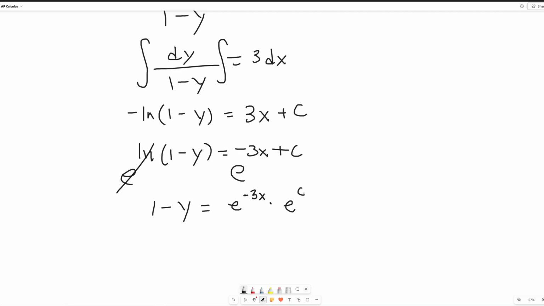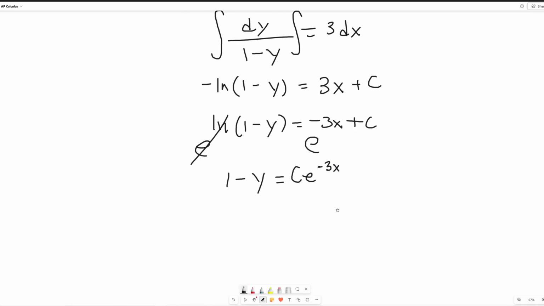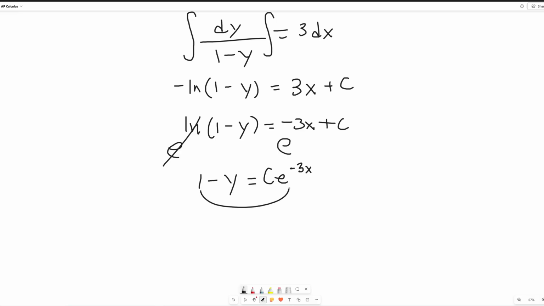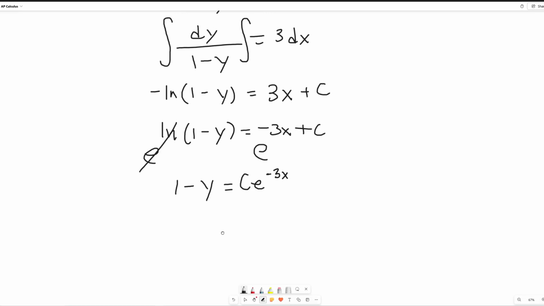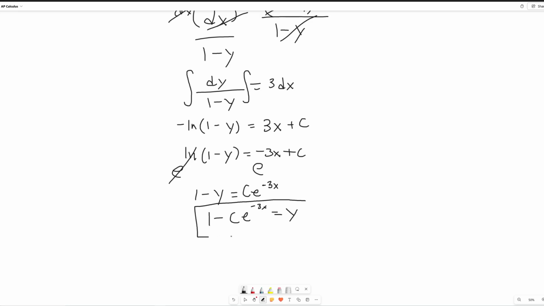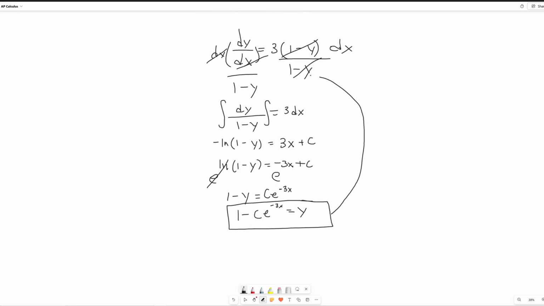But again, like I said before, the c absorbs all constants. So e to the c is actually a constant here. So this e to the c can just be rewritten as c, and then that can be put in the front. So now we have c e to the negative 3x. Now we just have to simplify, move this 1 over, move the negative over. You will get 1 minus c e to the negative 3x equals y. This is your solution for this differential equation up here. This is your general solution.